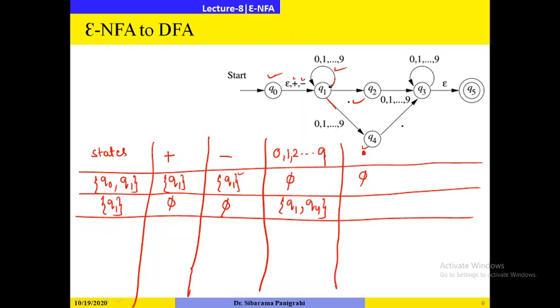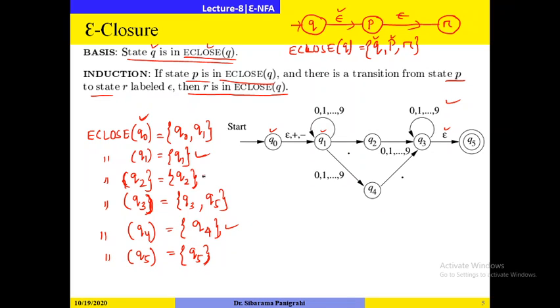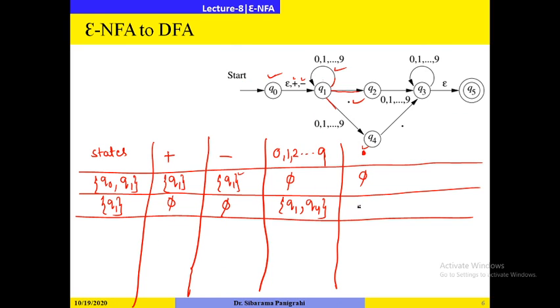Right? Now Q1 by taking dot as input symbol. Here you see there is one transition, Q1 to Q2. So I have to look at the epsilon closure of Q2. Epsilon closure of Q2 is Q2 itself. So here I will write Q2. Now there is a next new state, that is Q2. So there are two new states. One is Q2, one is Q1 Q4.